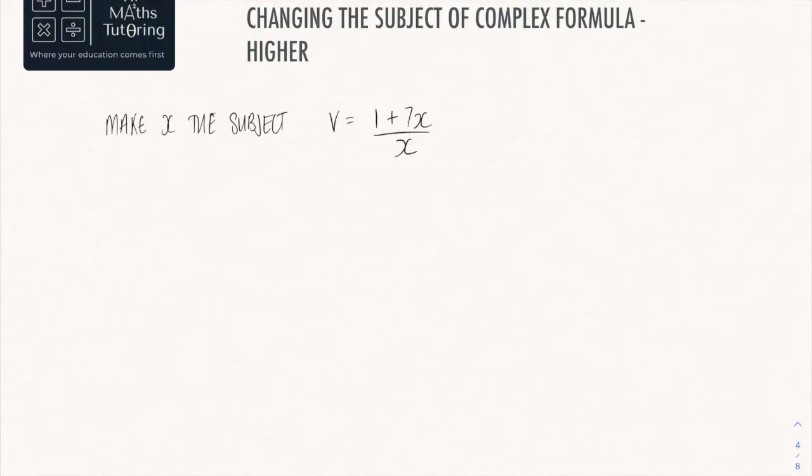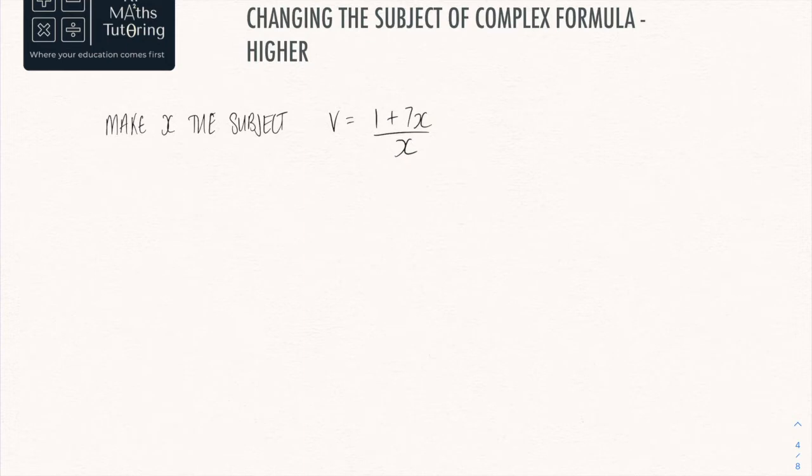Hi everybody. Okay, so in this video we're going to look at changing the subject of more complex formula. Just being able to identify the fact that in this question the reason that you're having to do the process we're going to do is because there are actually two different values of x, and so therefore we're going to have to involve some factorising in this question as well.